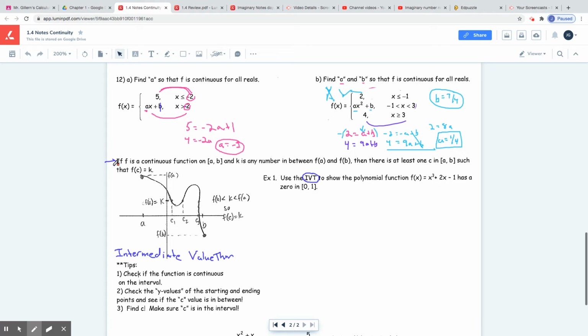If f is a continuous function on an interval from a to b, and k is any number between f of a and f of b, then there is at least one c in the interval a to b such that f of c equals k. All right, what does that mean?